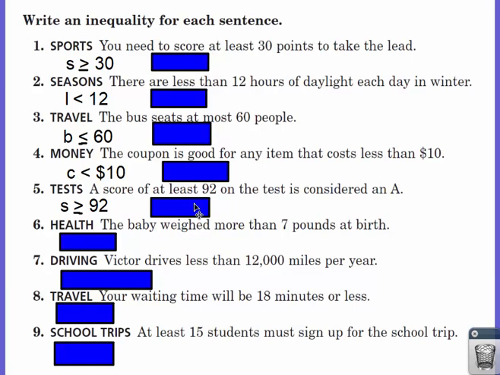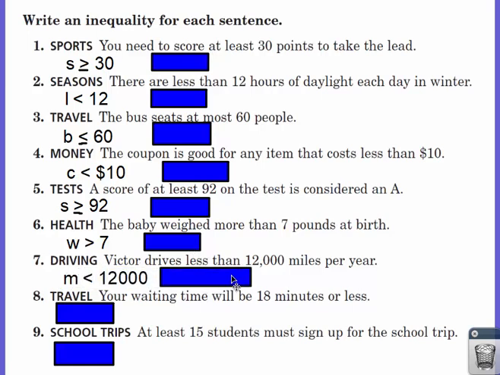Number 6, the baby weighed more than 7 pounds at birth. So could they have weighed 7 pounds? No, they weighed more than 7 pounds. So weight is greater than 7. Number 7, Victor drives less than 12,000 miles per year. So that means the value's got to be smaller than 12,000. So miles is less than 12,000.